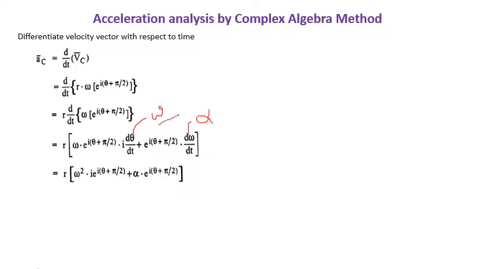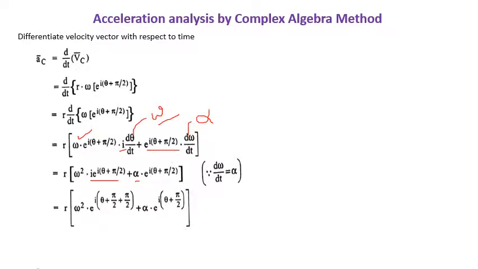So omega into omega gives omega square, and the remaining terms are i into e to the power of i into theta plus pi by 2. In the second term, alpha is as it is, and the remaining term is e to the power of i into theta plus pi by 2.